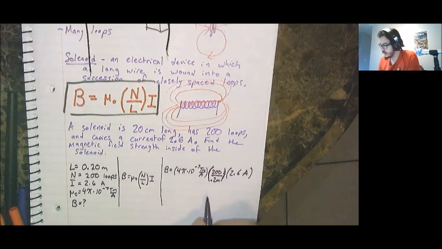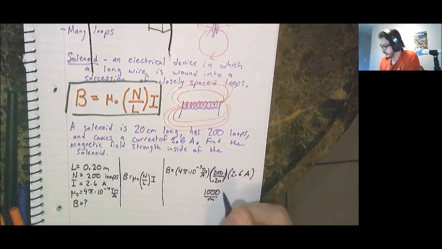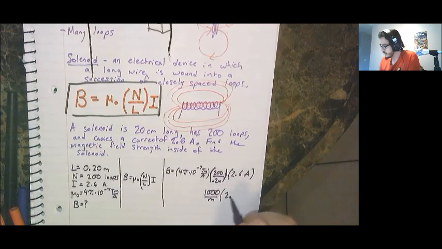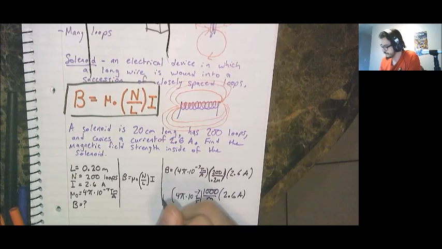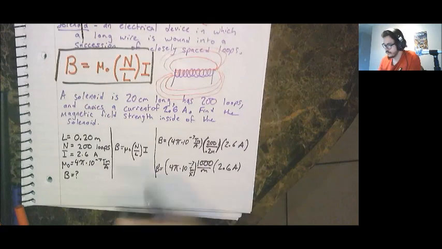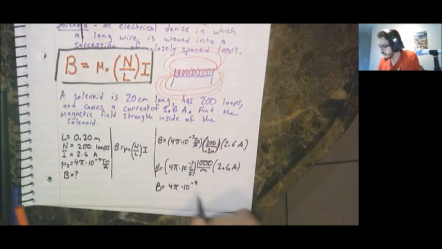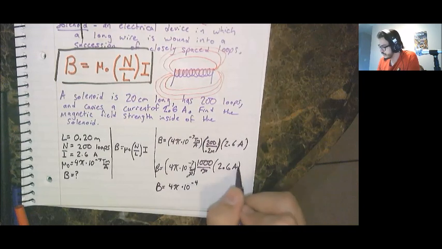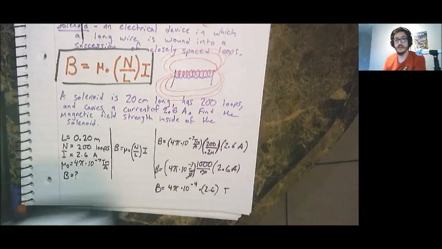2,000 divided by 0.2 is 1,000 per meter. 2.6 amps, 4 pi times 10 to the negative 7 Tesla meters per amp. 10 to the negative 7 times 1,000. You just take these three zeros off of this negative. So it's going to be 4 pi times 10 to the negative 4. Meters on the top and bottom, amps on the top and bottom, times 2.6 Tesla. Notice the pi didn't cancel out this time.